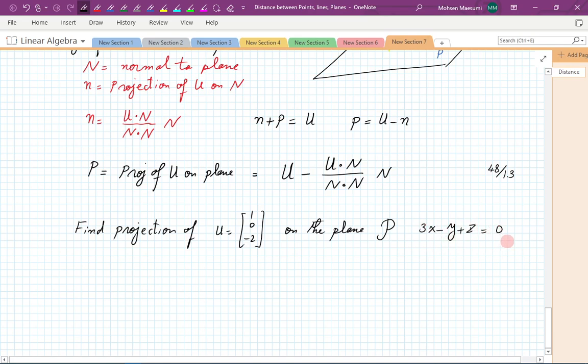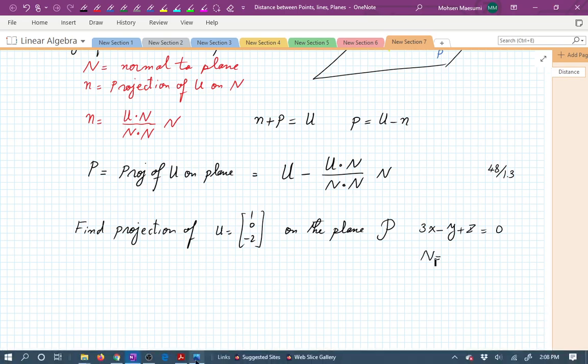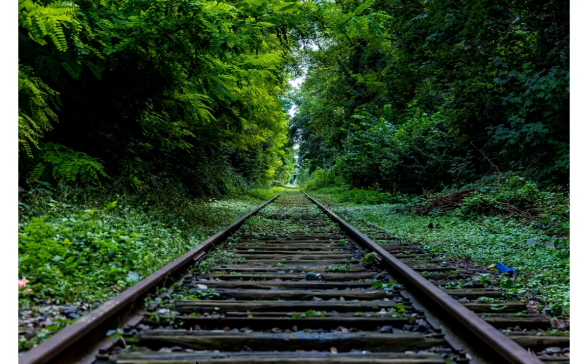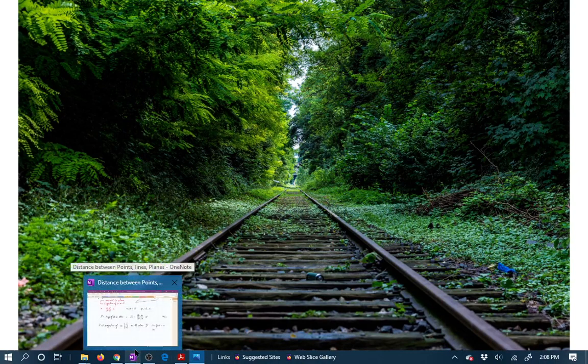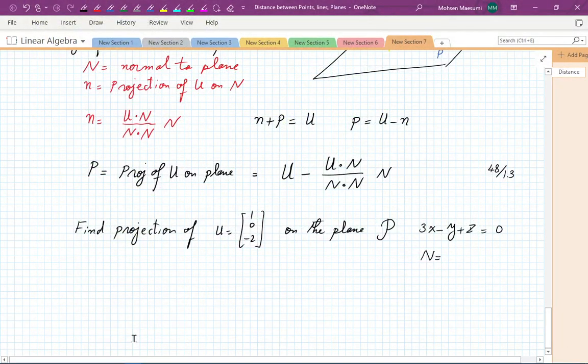As soon as we have the equation of the plane, we know what the normal to that plane is. Is that right? Do you remember how to find that? Think for a second. What was our simple way of extracting the normal? Well, simply the coefficients. So (3, -1, 1).